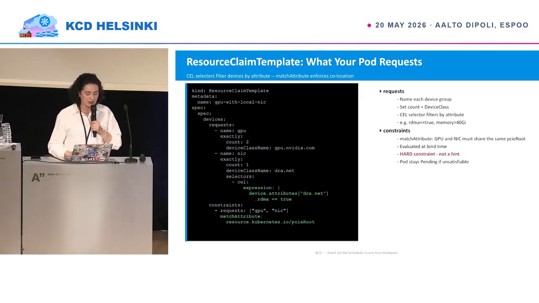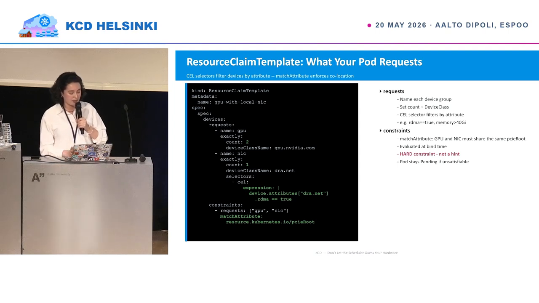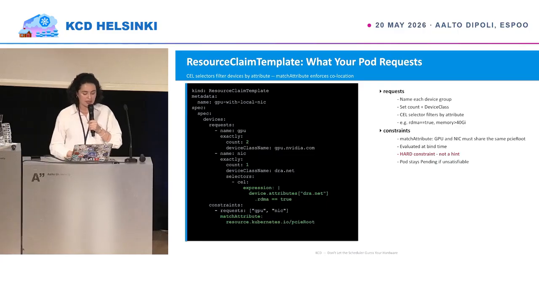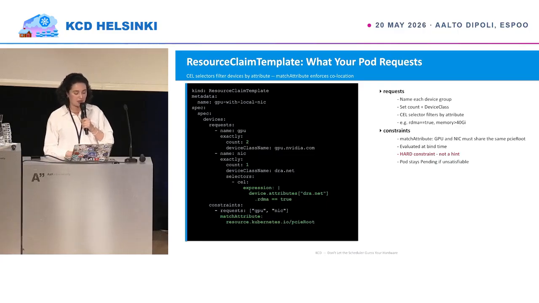The second section is about the constraints, the collocation constraint that we can set between these two devices, which means here that we are requesting both devices, GPUs and NICs, to be aligned via their PCI roots. This is the attribute that the resource slice exposed previously, and this means that we need to have the same value for this attribute in order for these devices to be collocated on the same PCI root.